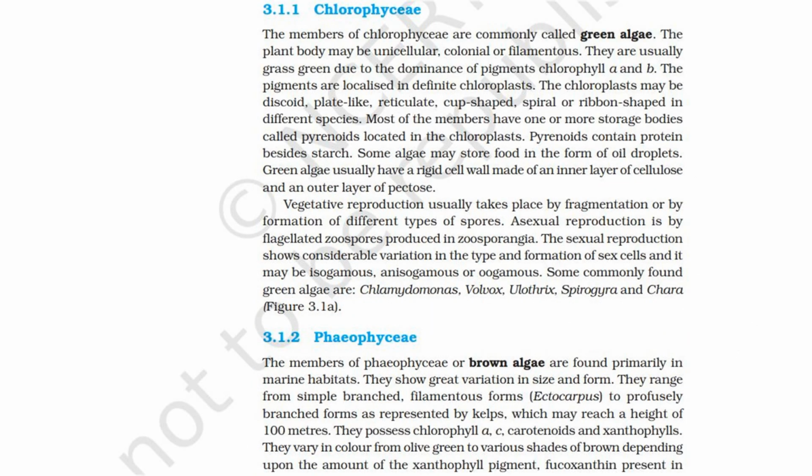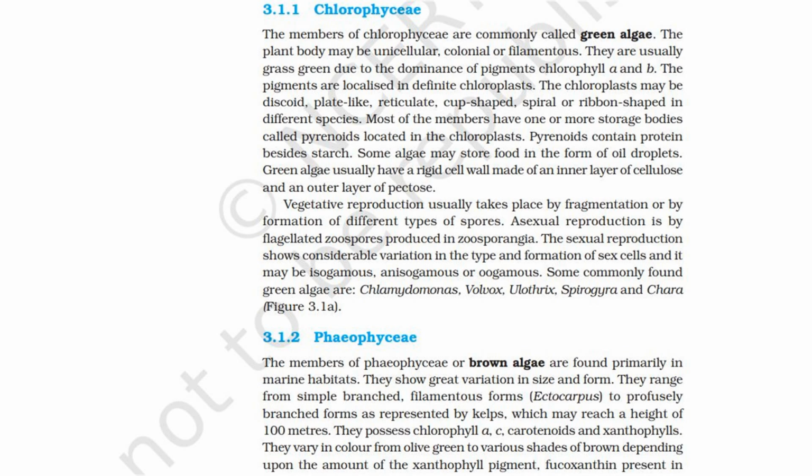Chlorophyceae. The members of Chlorophyceae are commonly called green algae. The plant body may be unicellular, colonial or filamentous. They are usually grass-green due to the dominance of pigments chlorophyll a and b. The pigments are localized in definite chloroplasts. The chloroplasts may be discoid, plate-like, reticulate, cup-shaped, spiral or ribbon-shaped in different species.